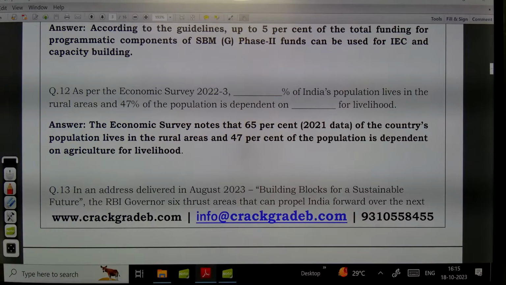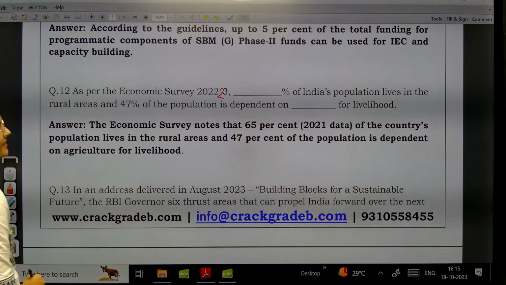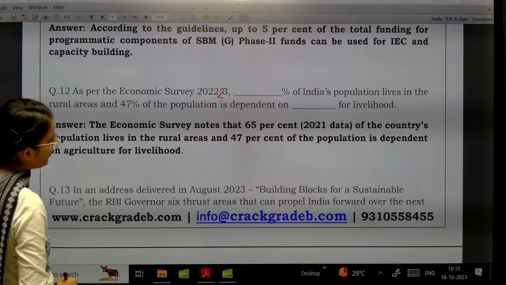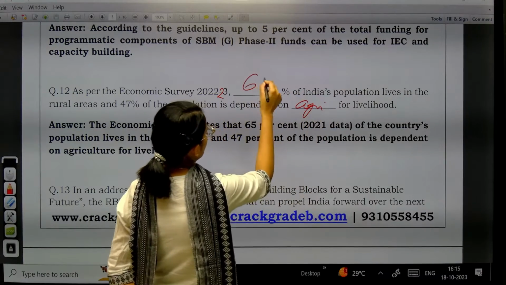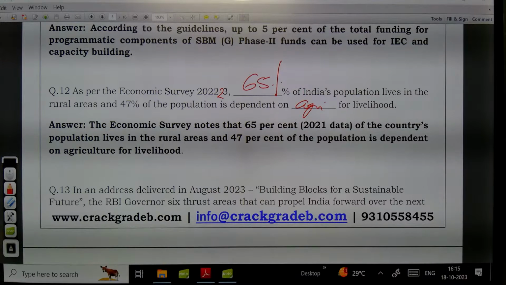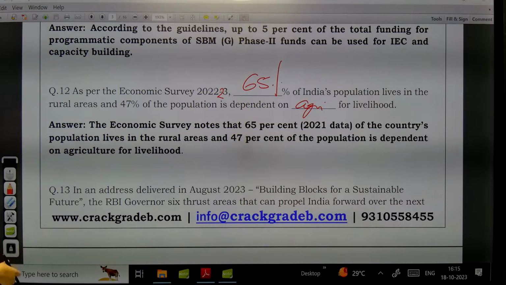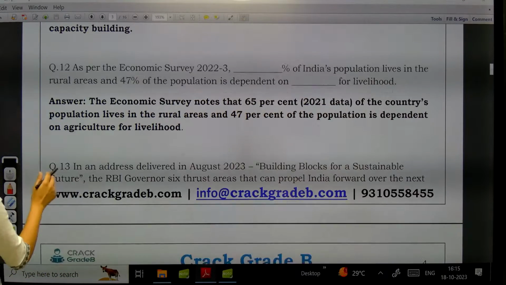As per the Economic Survey 2022-23, dash percentage of India's population live in rural areas and 47% population is dependent on agriculture, and this is 65%. This was taken from the Economic Survey directly with the matching lines. The Economic Survey notes that 65% (2021 data) of the country's population live in rural areas and 47% of the population is dependent on agriculture for livelihood.